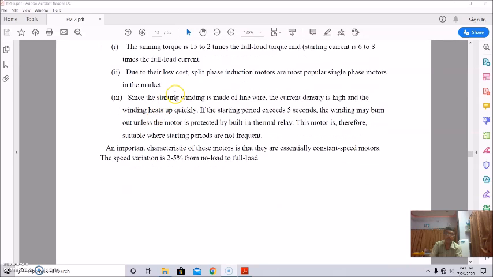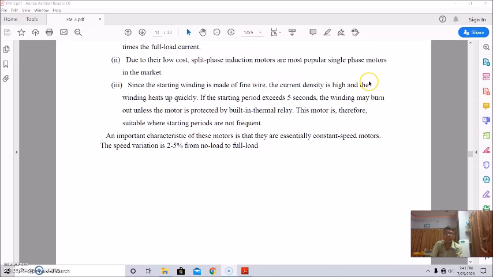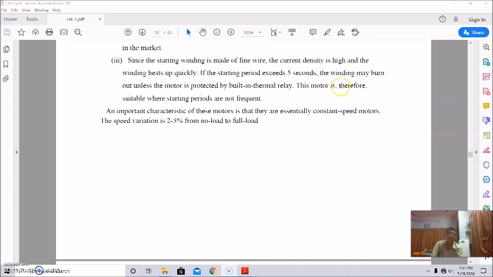Due to their low cost, split phase induction motors are the most popular single phase motors in the market. Since the starting winding is made of fine wire, the current density is high and the winding heats up quickly. So if the starting period exceeds 5 seconds, the winding may burn, unless the motor is protected by a built-in thermal relay. So this motor is therefore suitable where starting periods are not frequent. And an important characteristic of these motors is that they are essentially constant speed motors.